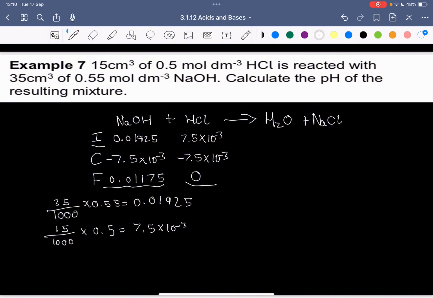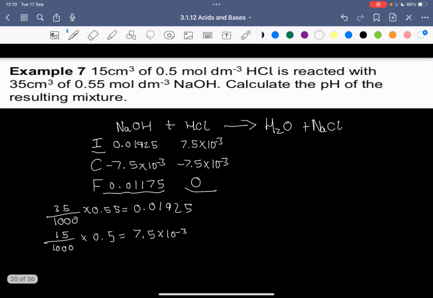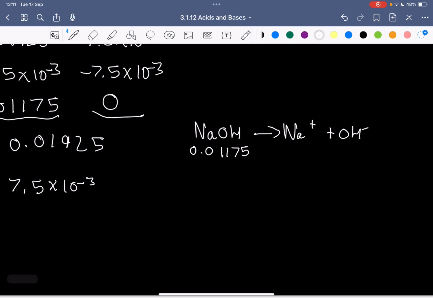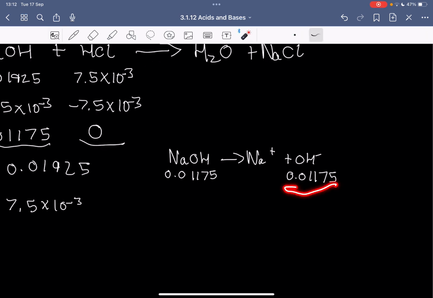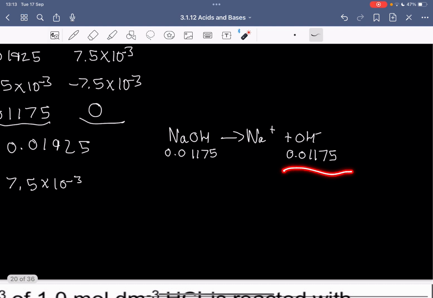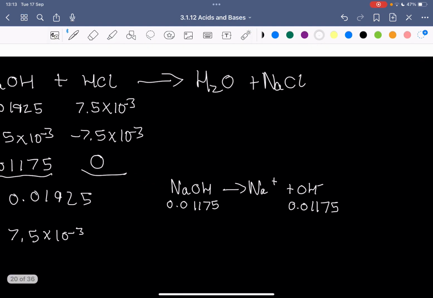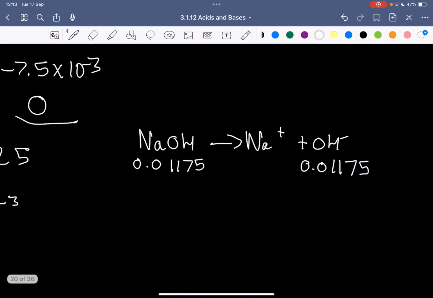Now, you know that sodium hydroxide dissociates in a 1-to-1 molar ratio. So this is the equation of the dissociation. So if you have this many moles of sodium hydroxide, you have this many moles of hydroxide ions. Alright, here we have the moles of hydroxide ions, but we need the concentration of hydroxide ions for the Kw expression. So we do moles divided by volume to work out concentration. So for moles we use this value, and for the volume we do 35 plus 15 to work out the total volume. And we get this.